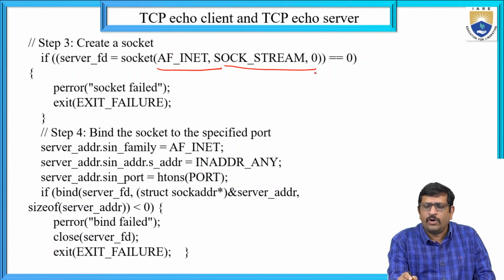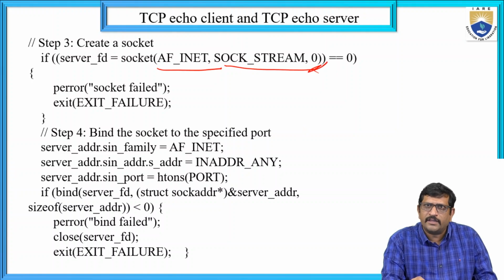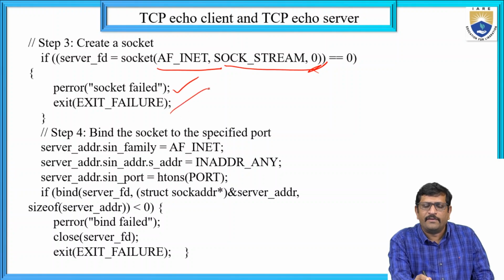Initially there is 0, meaning initially there is no socket creation. After creating the sockets, the communication will be established. If there is an error and no connection, the socket creation fails. There is no socket, so exit the program as a failure.